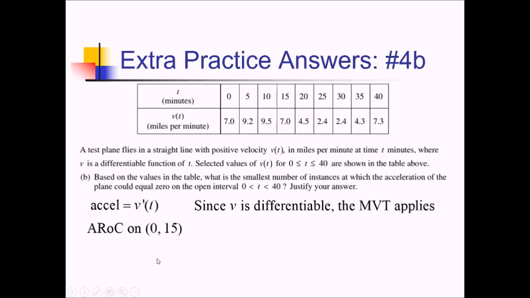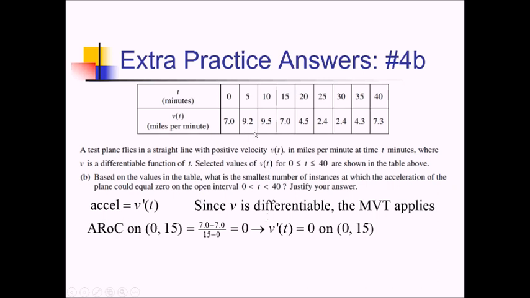So the AROC then, on 0 to 15, we're going to have 7 minus 7 over 15 minus 0. And I do need to show all this in order to prove anything. So that comes out to 0 over 15, which is just 0. Therefore, since we have this differentiability, the MVT guarantees that v prime, which is the acceleration here, equals 0 somewhere on the open interval from 0 to 15. So that guarantees there's at least one place we have an acceleration of 0. Are there more?